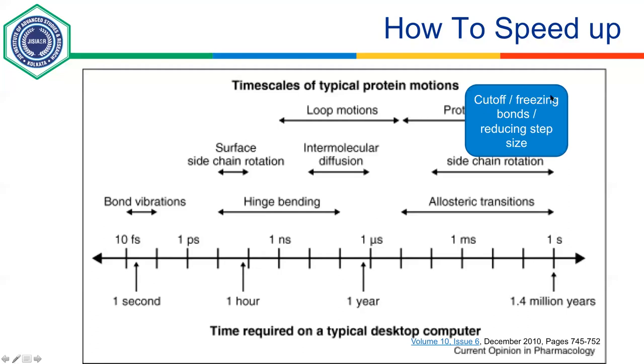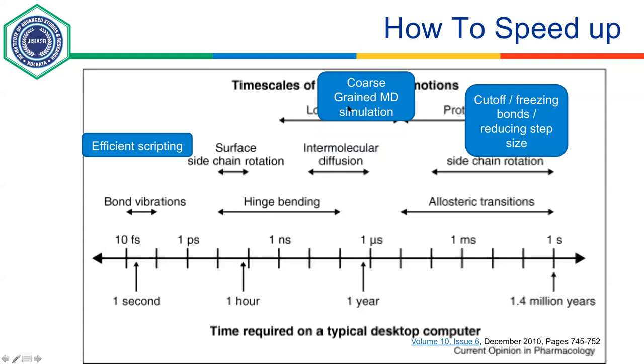But not to worry, this is how we speed it up. We can use a cutoff, or we can freeze the bonds that are not directly affecting our studies, our investigation, or we can even reduce the step size, the integration step size. I do not need to integrate the whole system at every instance. We can jump a few steps. We need efficient scripting. If you write the script smartly, then you can get a faster result.